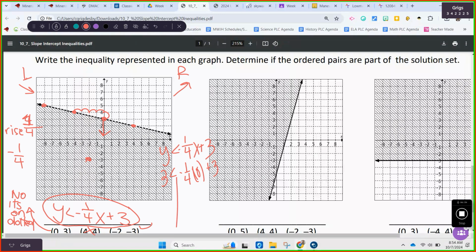So if I plugged in 0, 3 for my ordered pair, my y is 3, my x is 0, -1/4 times 0 is 0 plus 3. So I get 3 is less than 3. Is that a true statement or a false statement? False. So if you're ever unsure whether a point on the line is a solution or not, plug it into the inequality. Okay. Uno mas.